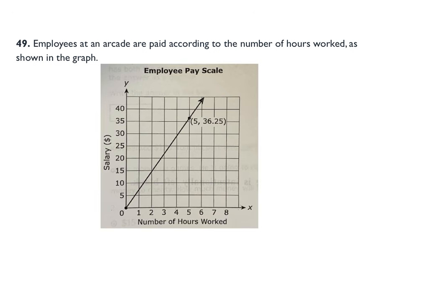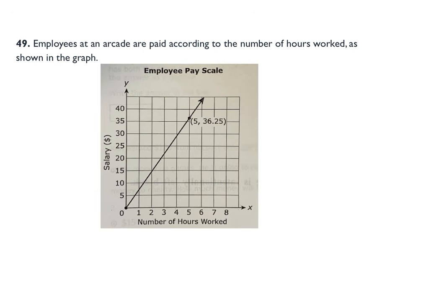Number 49. Employees at the arcade are paid according to the number of hours worked as shown in the graph. The question says, based on the graph, which 3 statements are true? A says if the employee does not work, they earn $7.25. So I'm looking here at 0 hours worked, $0. They're not going to make any money if they don't work any hours. B says if the employee works for 1 hour, they earn $7.25.